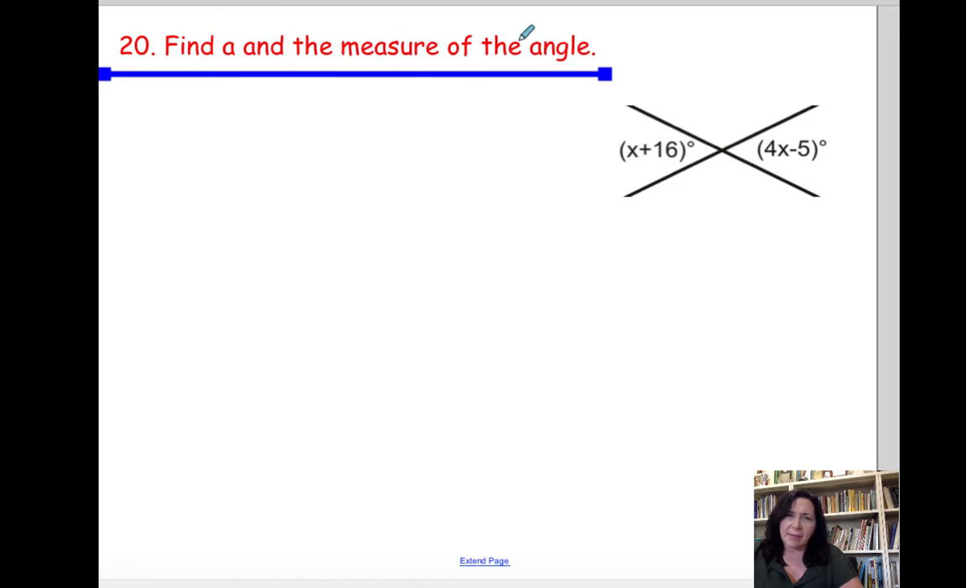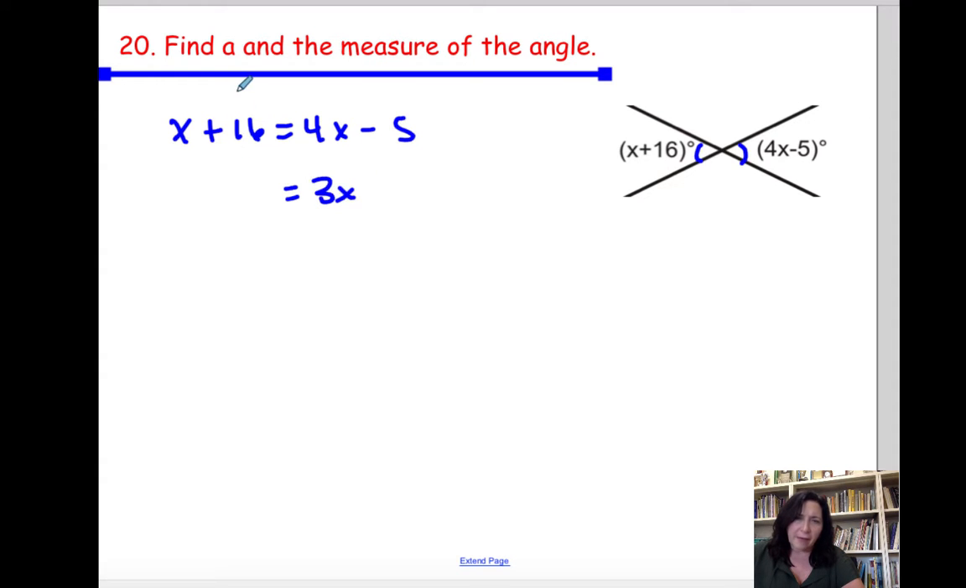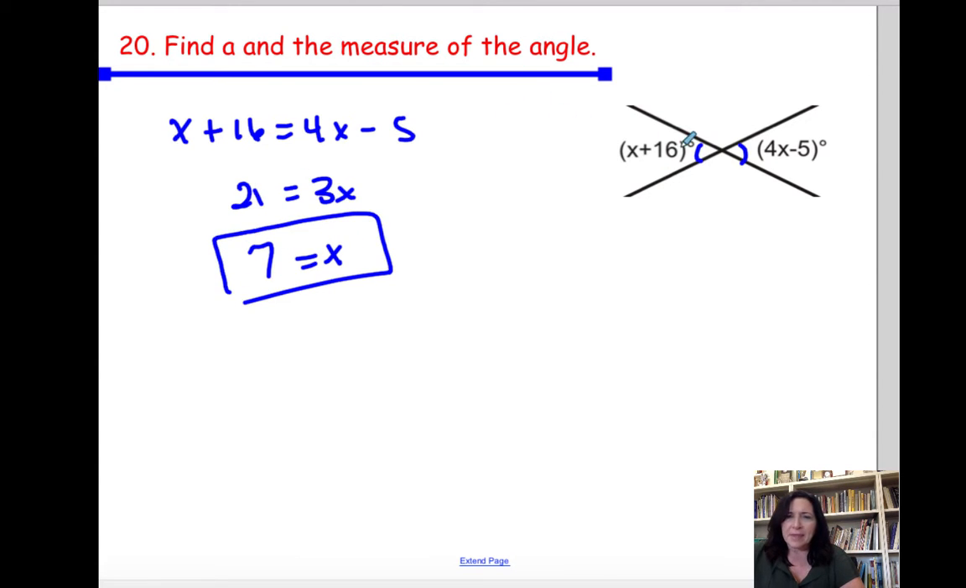Find x and the measure of the angle. Well, we know that these two angles are vertical angles, so vertical angles are congruent. So we have x plus 16 is equal to 4x minus 5. Subtract x, I get 3x, add 5. So if I were to add 5 here, I get 21. So I get x equals 7. So I found x. There it is. Sorry, I used A. I guess this should say find x.